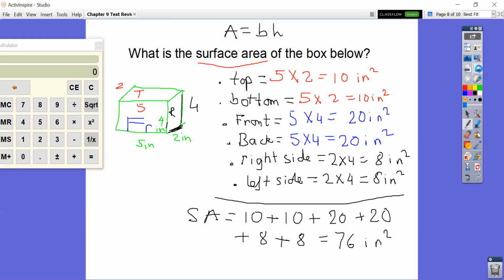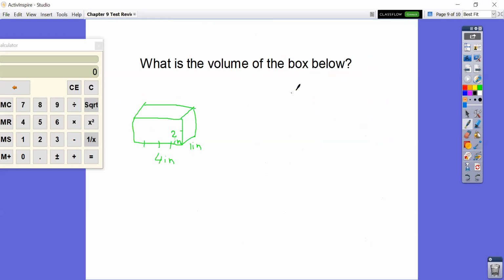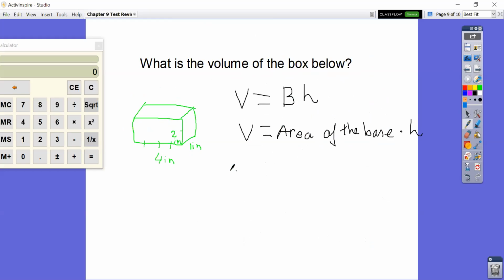All right. Now find the volume of the box below. So you have the formula, V, the volume, equals big B times height. Big B stands for area of the base, okay, times the height of your box, so times the height. Another way, area of the base is the same thing like length times width, because it's the rectangular box. So it's going to be length times width times the height of the box.